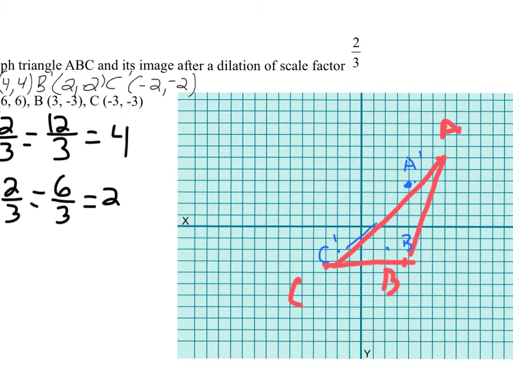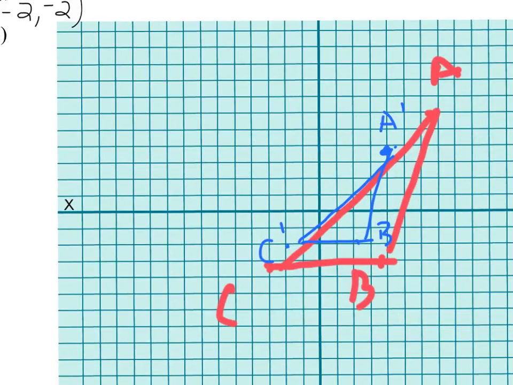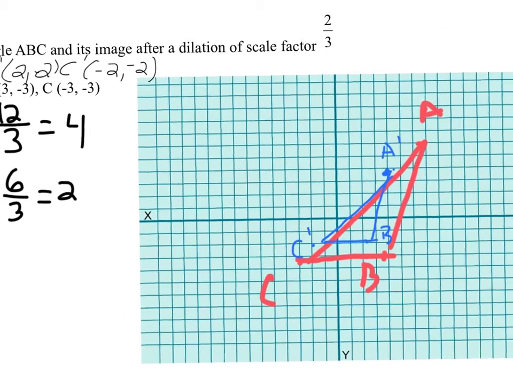Connect all my dots, and it's okay that it overlaps, that's fine, but what you can clearly see here, since it was a dilation of a fraction, it got smaller. It went from the big red triangle to the smaller blue triangle.